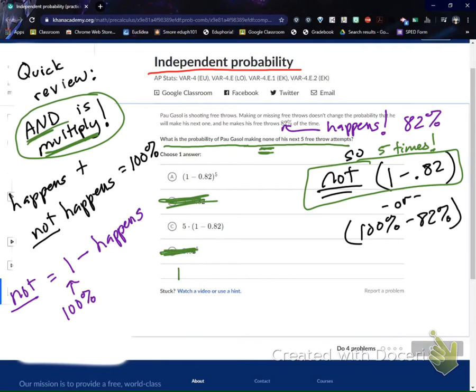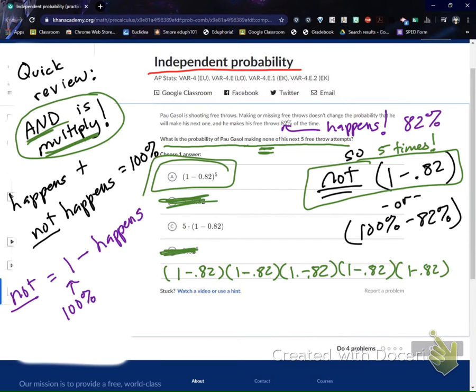So that means I've got a 1 minus 0.82 for the first shot of not making it, and a 1 minus 0.82 for the second time not making it, and a 1 minus 0.82 for the third time of not making it. 1 minus 0.82 means that he doesn't make it a 4th time, and 1 minus 0.82 means he doesn't make it a 5th time. So simplified, our correct answer is going to be answer choice A here. That says 1 minus 0.82 for 5 individual throws. All of those probabilities multiplied together is to the power of 5, not multiplied by a value of 5.